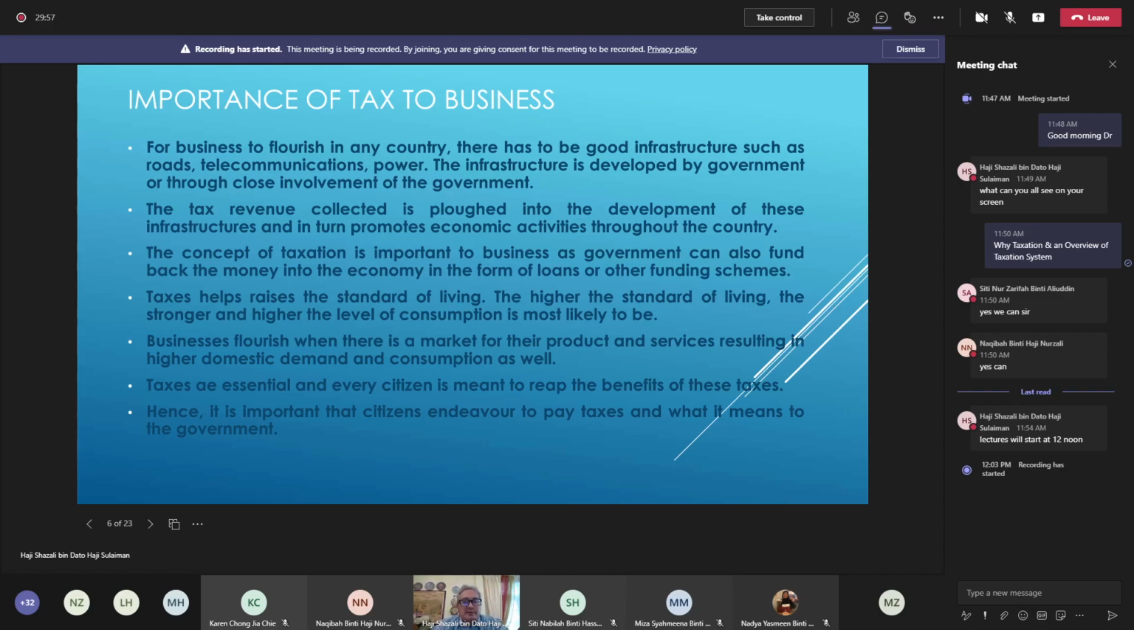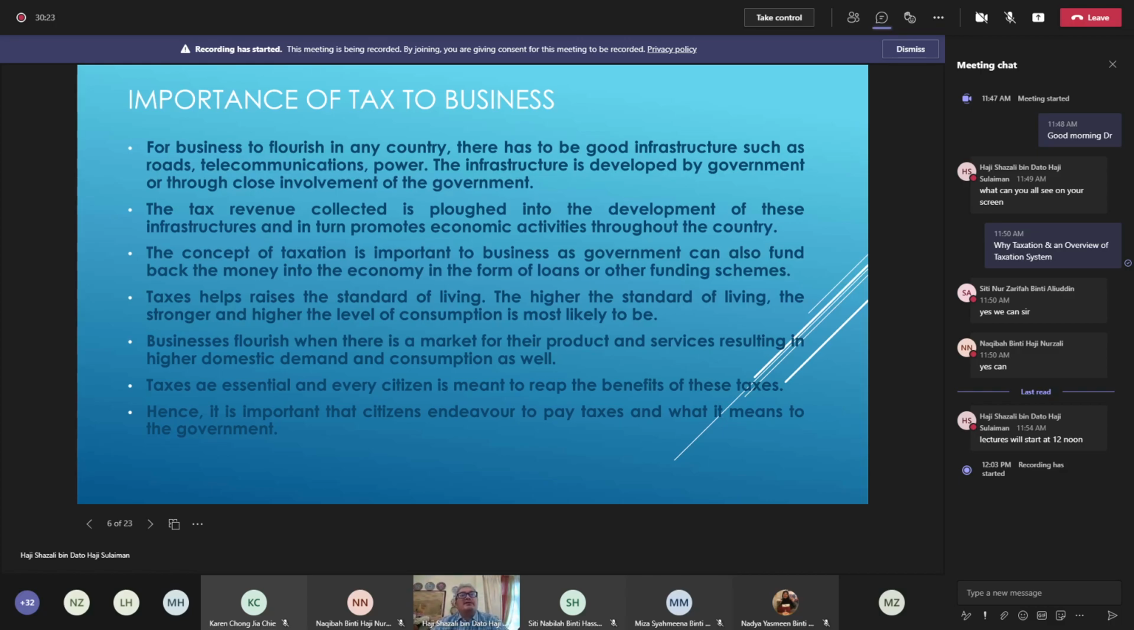the building may have gone into massive dilapidation. The bridge may have reached a stage where a lot more repair work will need to be done. So it's important to have annual maintenance in the budget process. Okay, tax revenue collected is plowed into the development of these infrastructures and in turn promotes economic activities throughout the country. Improving the ports, improving the airport, improving the roads, accessibility.